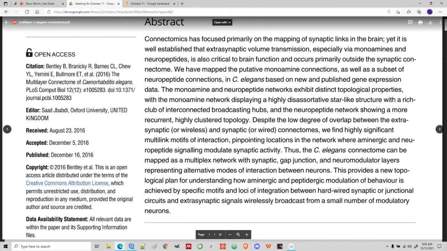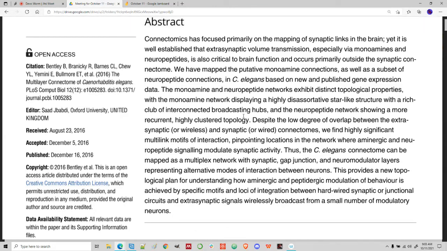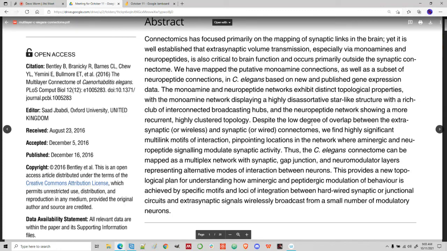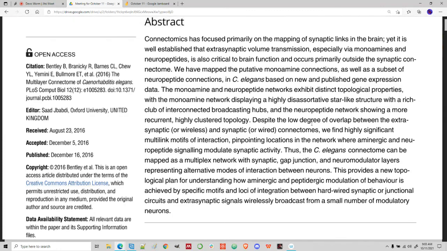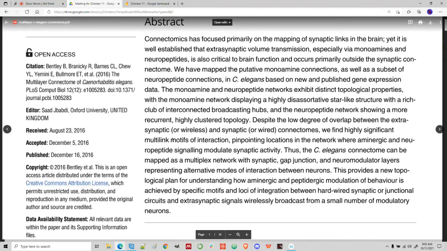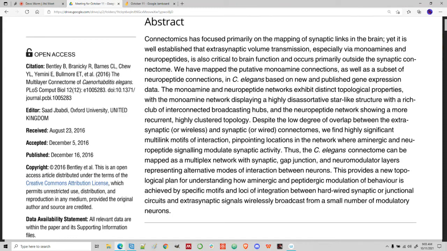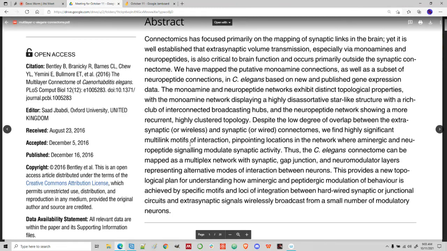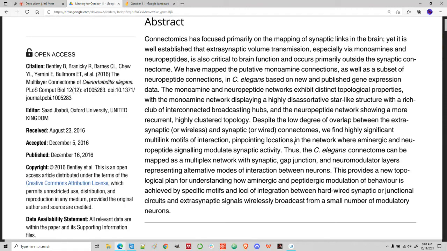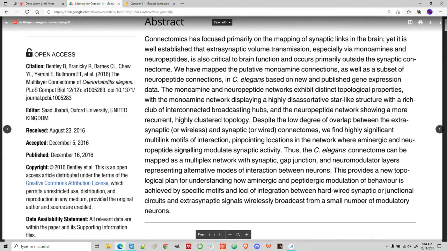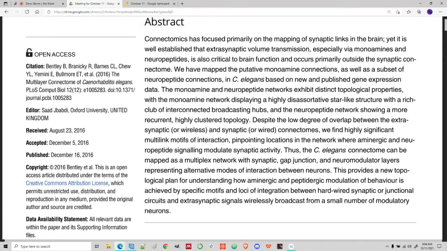And the neuropeptide network shows a more recurrent, highly clustered topology. So the neuropeptide network is being expressed at maybe shorter ranges. Maybe it's being expressed more regularly across cells and the like. So there are differences in these two different types of chemicals and how the genes are being expressed to produce them and their diffusion. Despite the low degree of overlap between the extrasynaptic or wireless and synaptic or wired connectomes, we find highly significant multi-link motifs of interaction, pinpointing locations in the network where aminergic and neuropeptide signaling modulate synaptic activity.